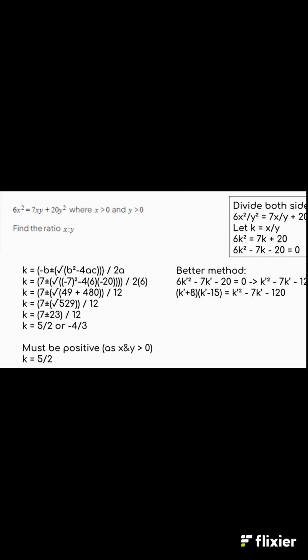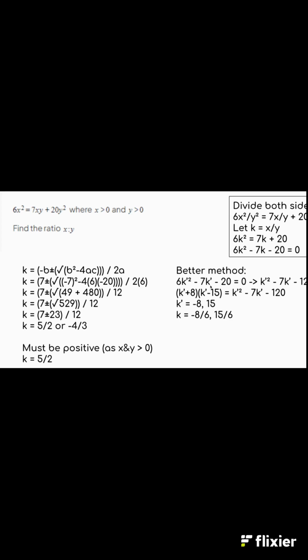Now, we know that 8 times negative 15 equals negative 120, and 8 add negative 15 is negative 7. So, k prime plus 8 times k prime minus 15 will be equal to the quadratic equation we have after the prime. So, k prime will be equal to negative 8 or 15. So k will be equal to negative 8 over 6 or 15 over 6, because we divide it by 6.